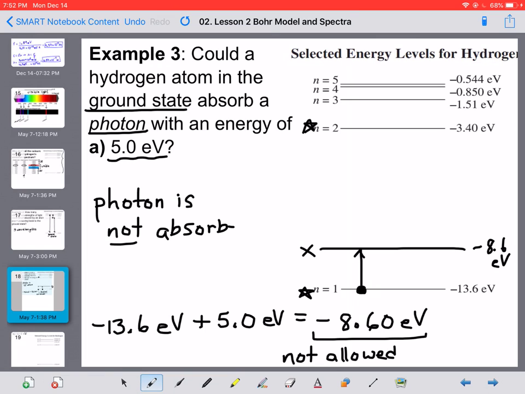Remember, it's all or nothing. And since this is a not allowed value, it's going to be nothing. The photon's not going to be absorbed. And so the electron will not move up to this energy level that I drew. It will just stay in the ground state.